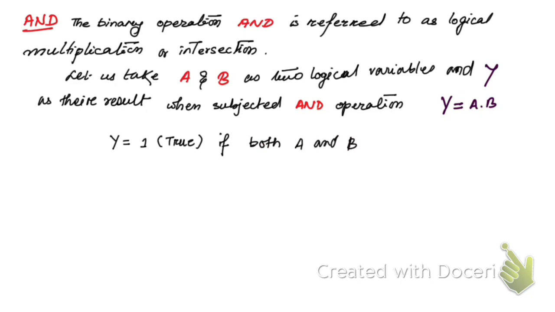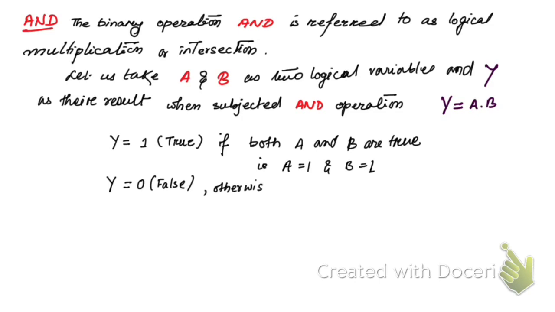If both a and b are true, that means a is equal to 1 as well as b is equal to 1. Only in that case will the result y be 1. If any one of a and b is false, then the result is going to be false, that means it's 0 or false. To have the result be true, or equal to 1, both variables a and b must be true, or both equal to 1. Otherwise the result is going to be false, or 0.